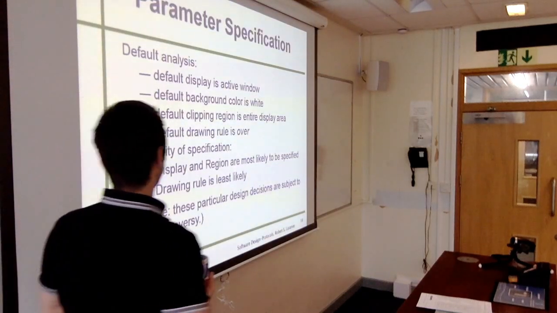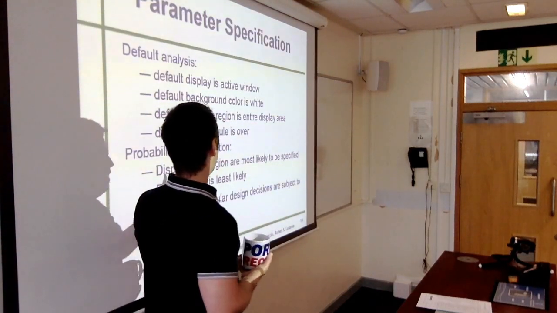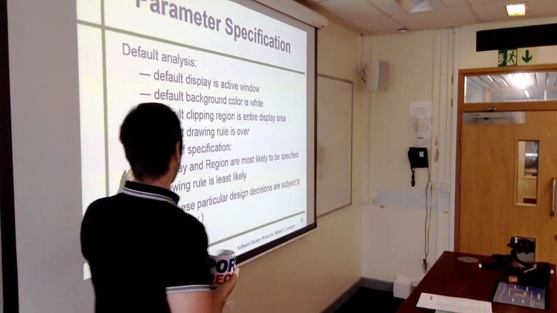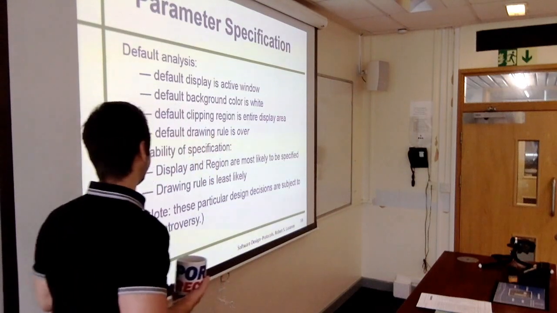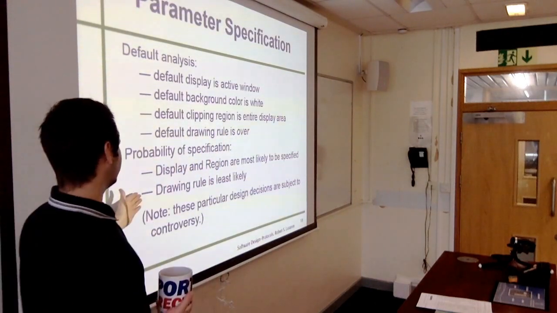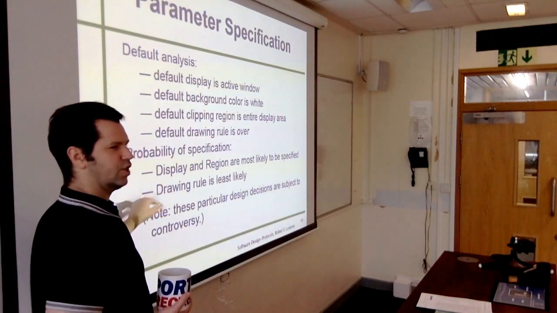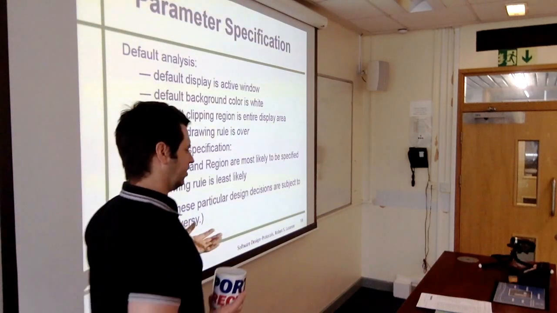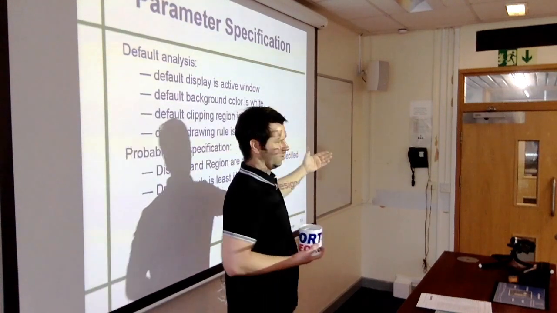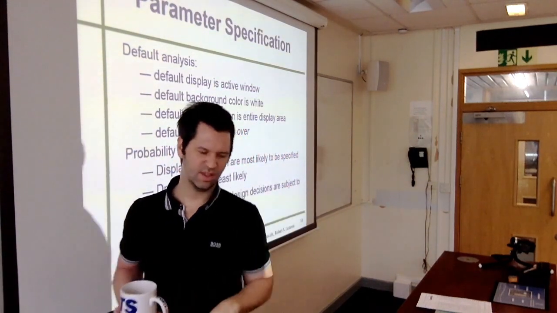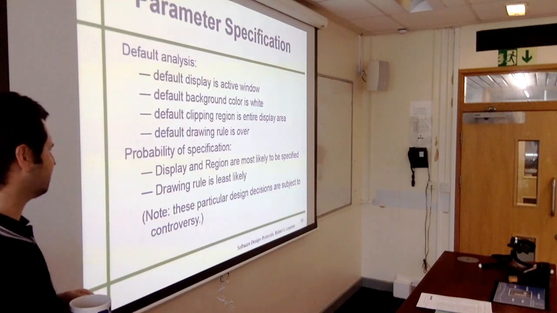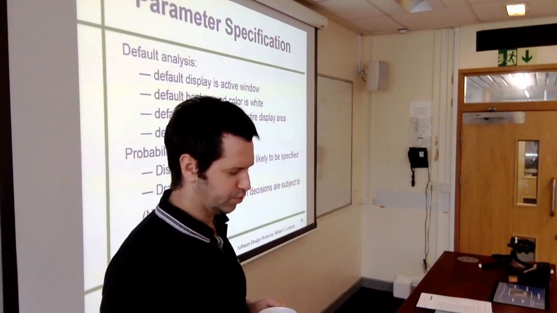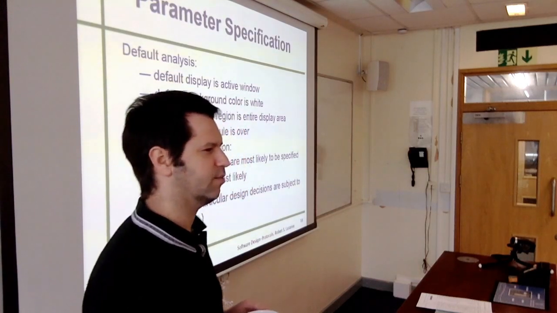The probability of somebody changing the display region is something we could argue is among the most likely to be specified. Personally, I think they're never going to be specified. In the drawing rule, it's very unlikely that somebody's going to change the drawing rule and say, okay, all the most recently drawn items should be at the back or underneath. That's very unlikely. So in your group, you would have a discussion about which ones you think are the most likely.